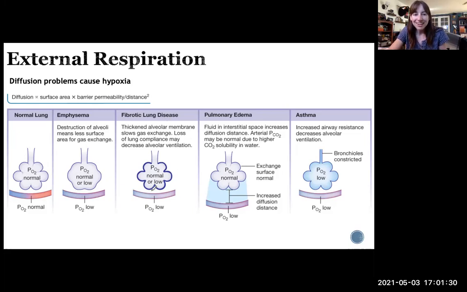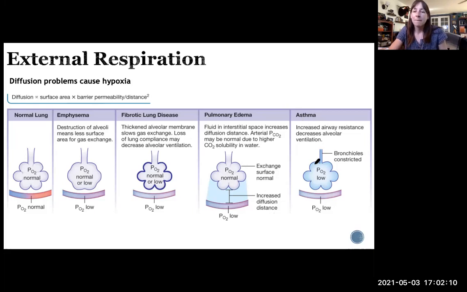Fibrotic lung disease, thickened alveolar membranes, will make it harder for these small gas molecules to diffuse in and out of the alveoli. Pulmonary edema, if you have fluid buildup in the lungs, you will literally increase the space and the difficulty for gases to travel the distance between the inside of the alveolar sac and the capillary. You're literally putting fluid in between the capillaries and the alveolar sac that they're supposed to be right up against, which increases the distance those gases need to diffuse. So blood is going to get by without being oxygenated.